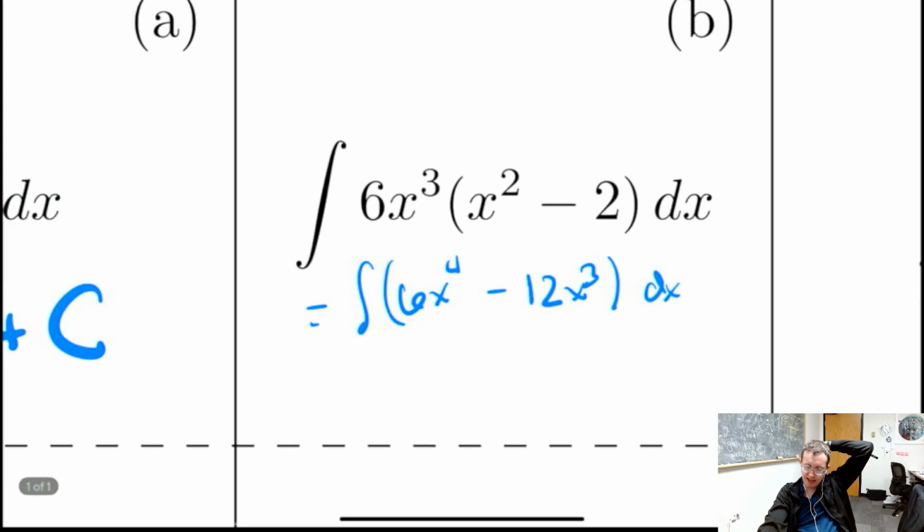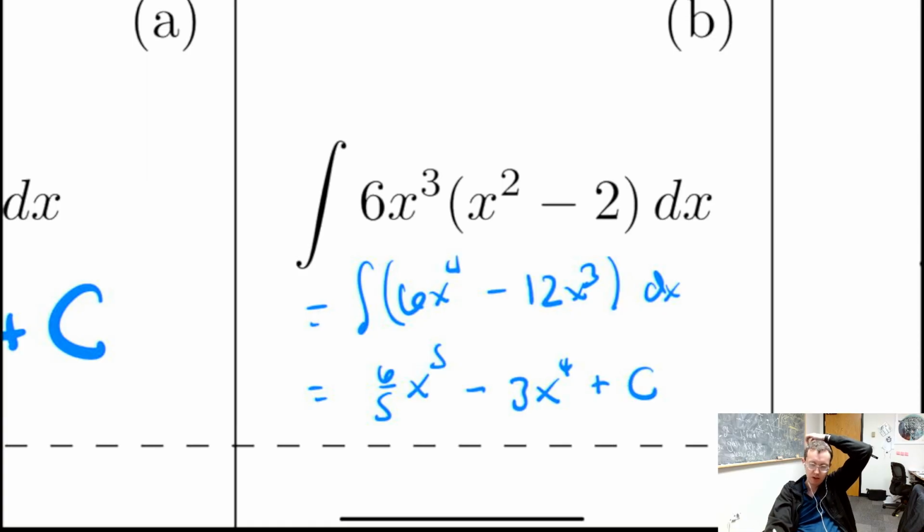So I've distributed that 6x cubed, and now this is just a polynomial. So the x to the 4th goes up to x to the 5th, and I divide by 5. The x cubed goes up to an x to the 4th, and I divide by 4. 12 divided by 4 is 3. There we go.